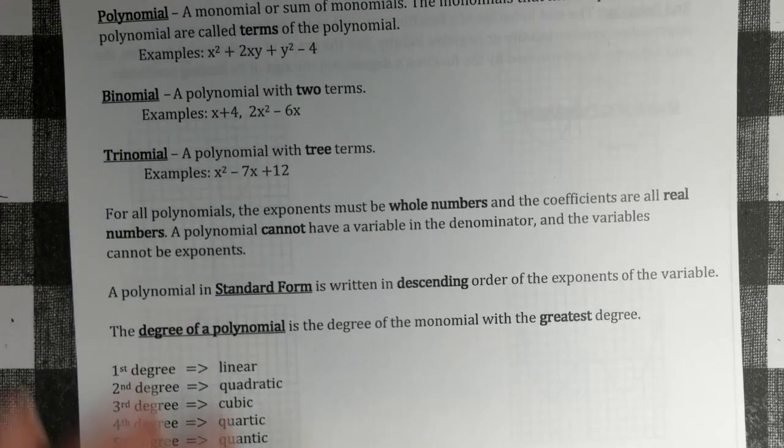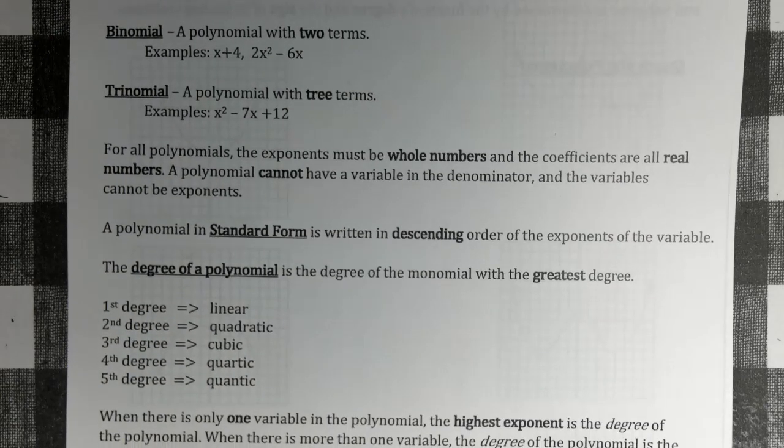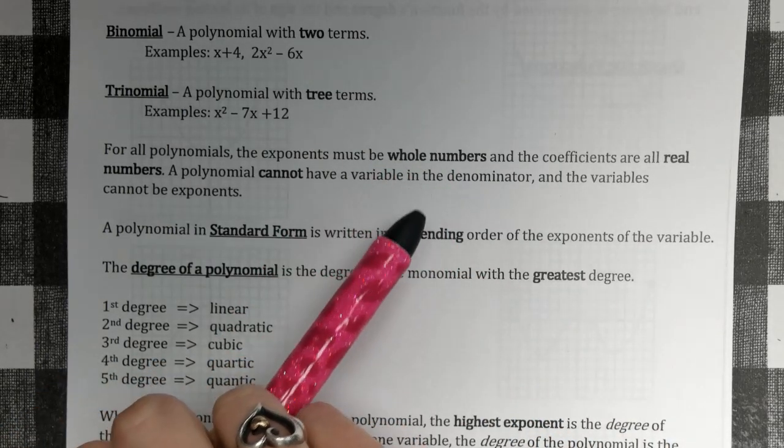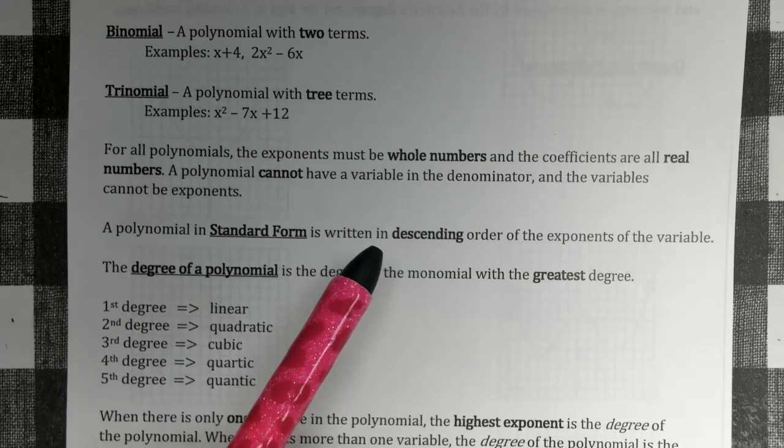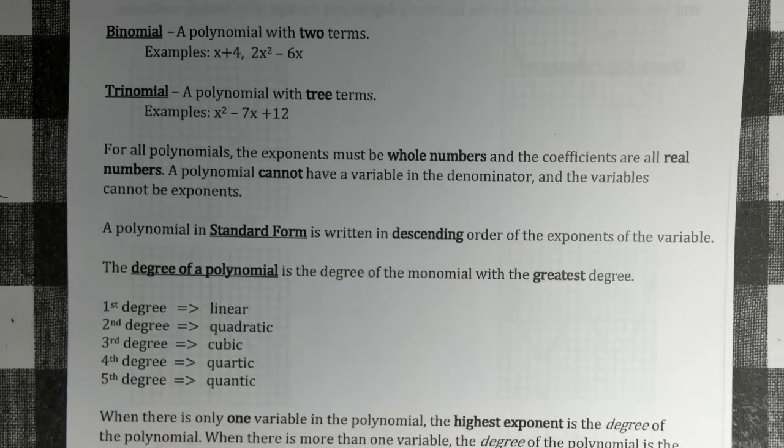For it to be a polynomial, not everything is a polynomial. So for it to be a polynomial, you have to have whole numbers for exponents. Your variable cannot be the exponent, okay? Your coefficients are real, and your variable also cannot be in the denominator. So if you see your x or whichever variable in the denominator of a fraction or as the exponent, it's not a polynomial, okay? Everything else would be.